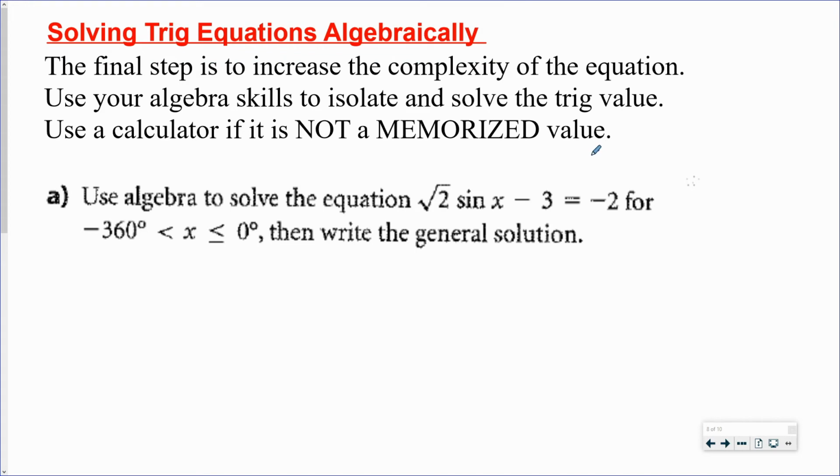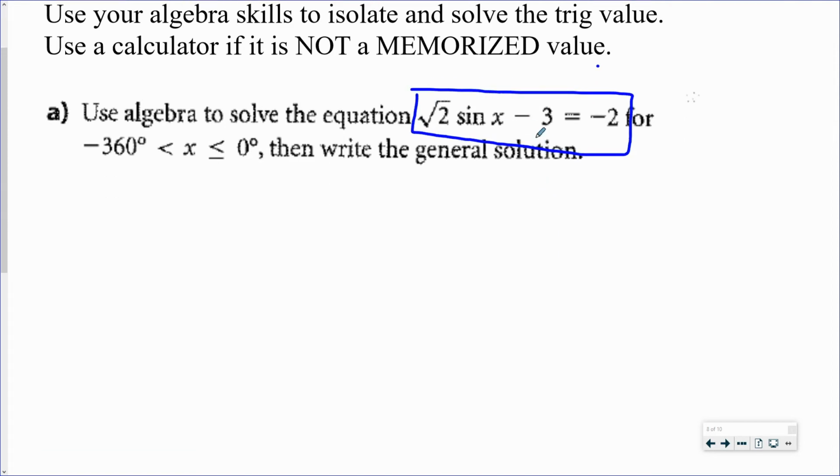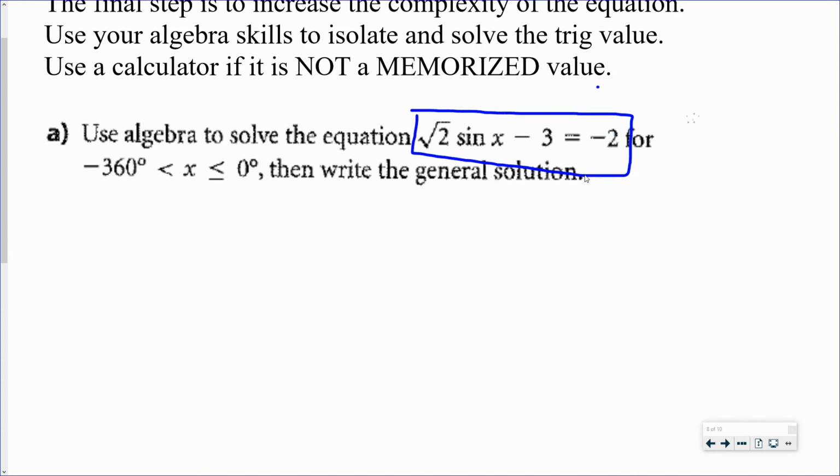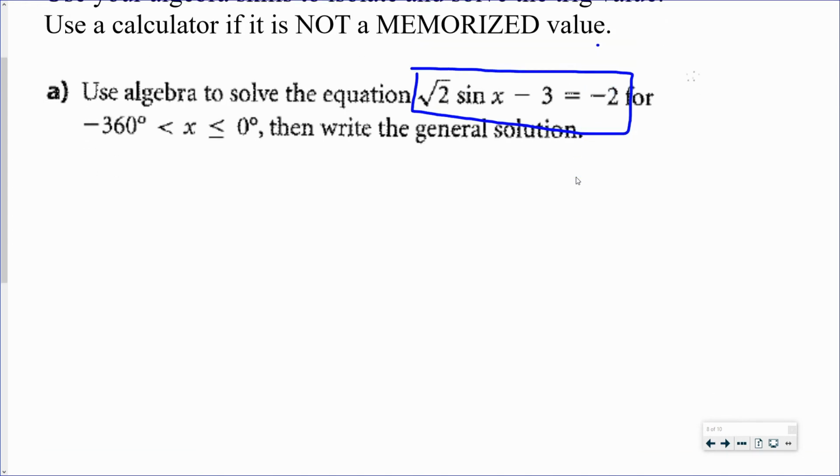All right, we are quickly reaching the end here. We can increase the complexity of everything that's around the equation. So this one you'll see is square root of 2. You might have to use your algebra skills to isolate and solve. If it's not a value that's memorized, so if it's not one of your exact values, then you are going to have to use your calculator. On the exam, it's a giveaway, right? If you get one of these questions on the non-calculator part, obviously it's going to have to work out to an exact value. If you're on the calculator part and you're doing one of these, then you can probably expect a calculator question, although it's not always the case.